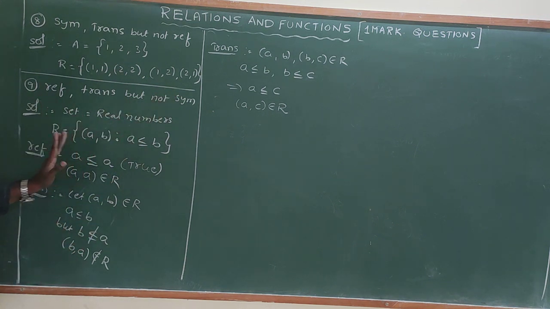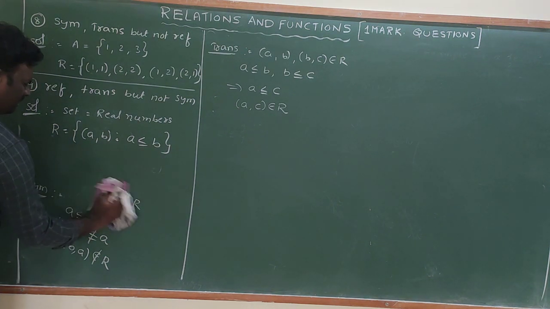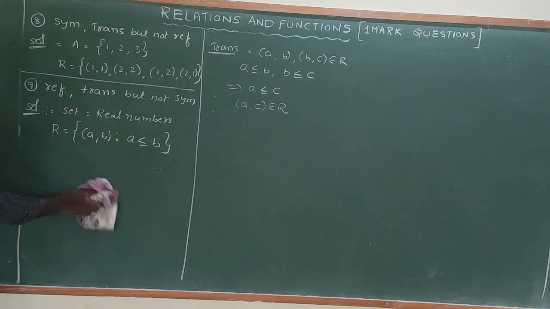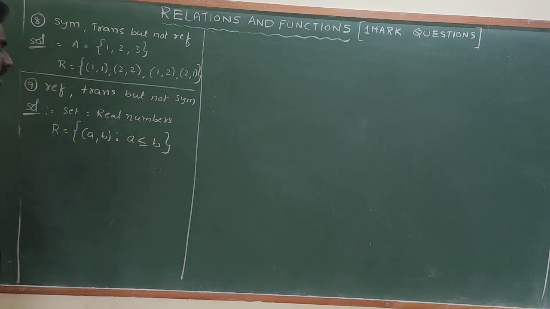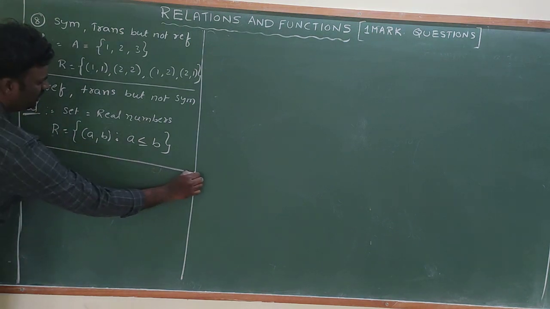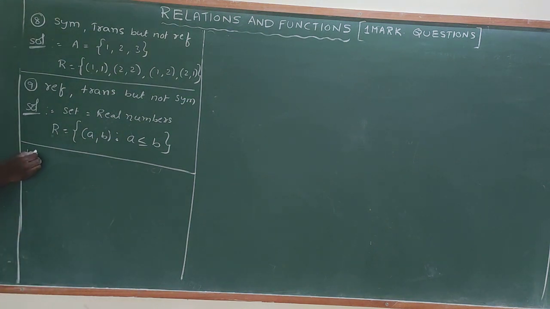But in the exam you need to write only the set and the relation. No need to prove it, because it is a 1 mark question for understanding purposes. If you want to check whether it is reflexive, symmetric or transitive, you need to try the solution in rough. But in the exam you need to write only the set we are taking and the relation we are taking; that is important. Next, the 10th question.